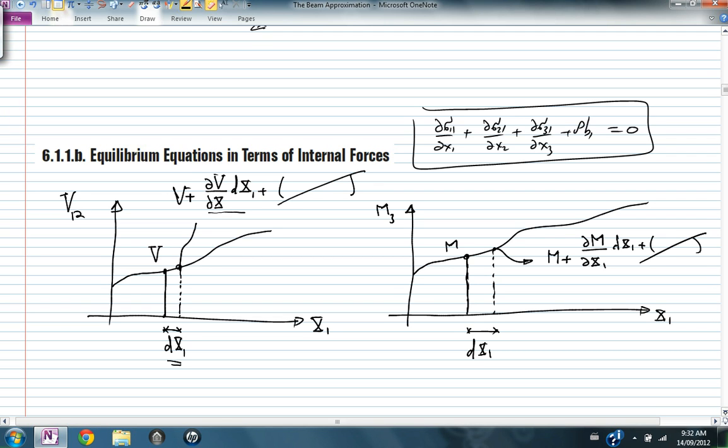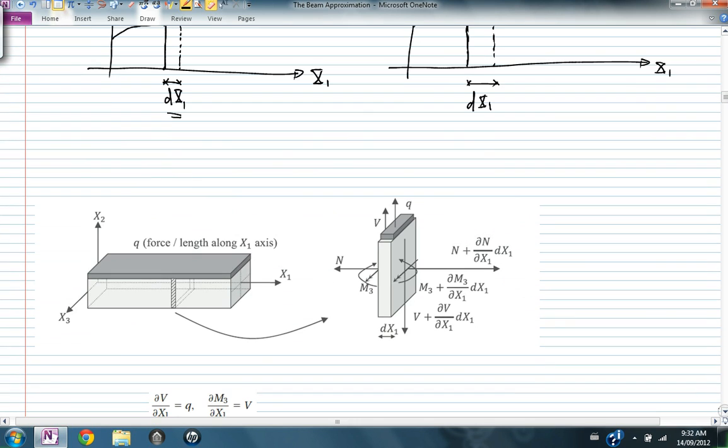Okay. So you end up with this shape. So I have this beam. I only assume that the load is on top of the beam in this direction. I have a distributed load on top of the beam that's equal to Q force per length along the X1 axis.